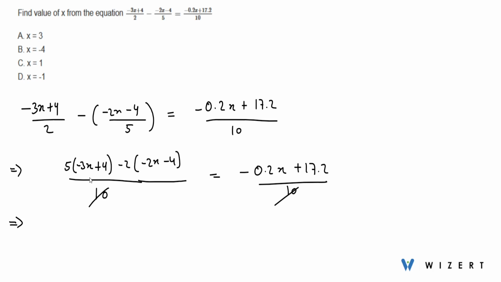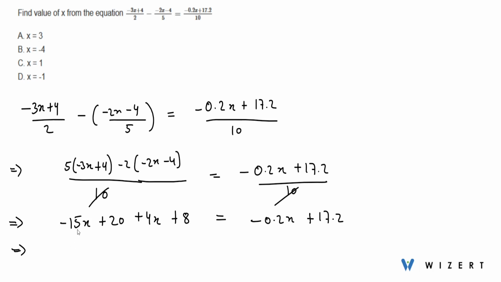So it will be 5 multiplied by minus 3x is minus of 15x, and then we have plus 20. Then minus of 2 multiplied by minus 2x will become plus 4x, and then we have minus of 4 multiplied by minus of 2, which is plus 8. And in the right hand side we have minus of 0.2x plus 17.2. So shift minus 0.2x to the left hand side, so it will become plus 0.2x.